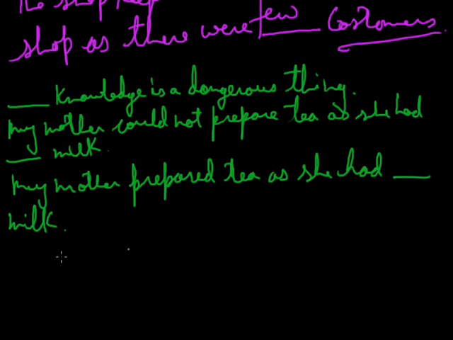Now, dash knowledge is a dangerous thing. Knowledge is uncountable. Now, what sort of a knowledge will be dangerous? If we have some knowledge but not much knowledge. So, not much in number or quantity. So, the right answer will be a little. A little knowledge is a dangerous thing.